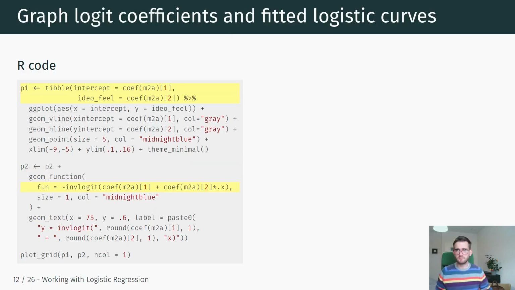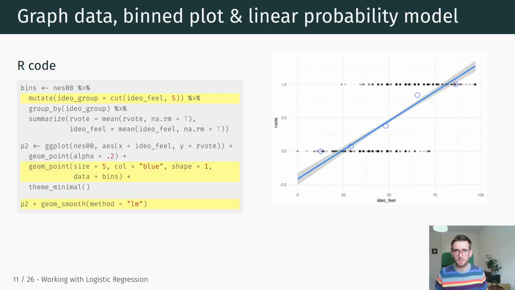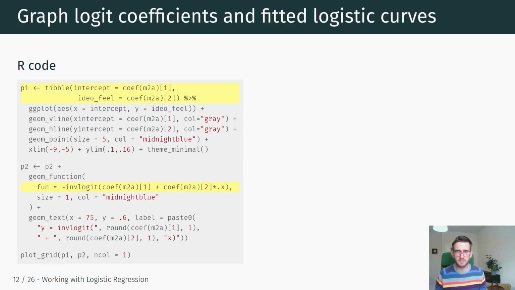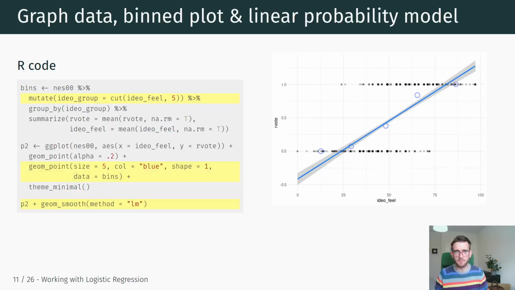As a next step, we want to graph our Logit coefficients and the fitted logistic curves. But looking at the time, I want to keep the videos a little bit shorter, in smaller chunks. So I'm going to take a break here, and in the next video I'm going to show you how to graph logit coefficients and fitted logistic curves, as compared to the linear probability model and these binned conditional expectations that we just saw in this video.